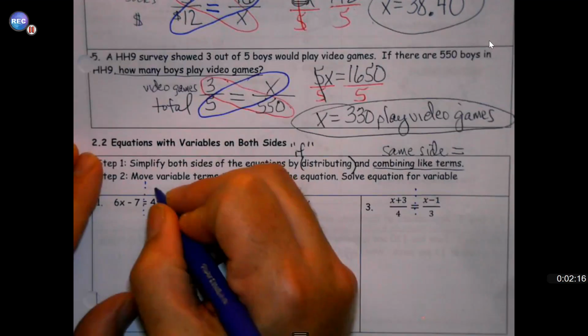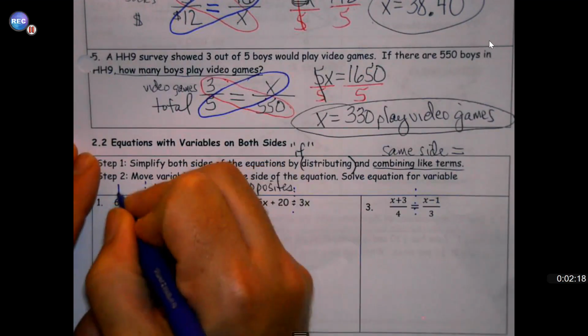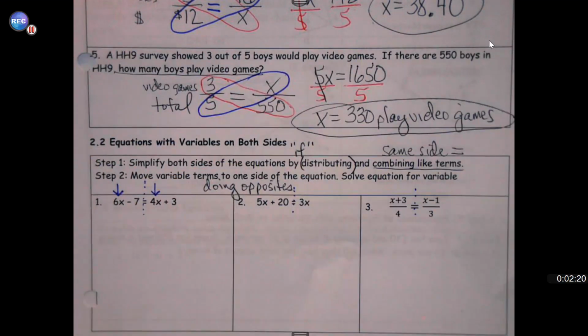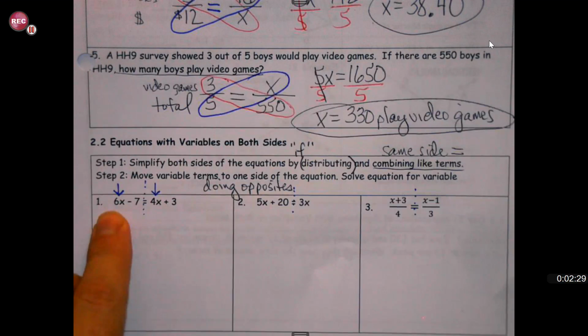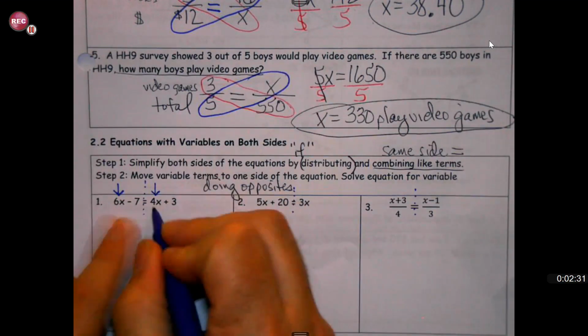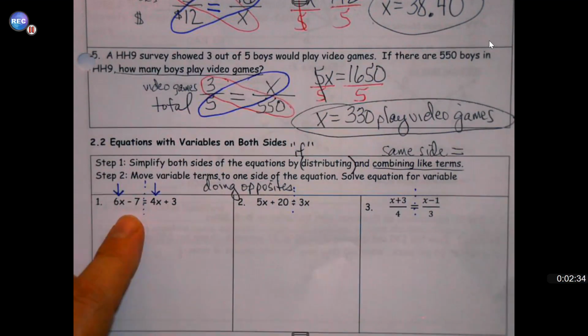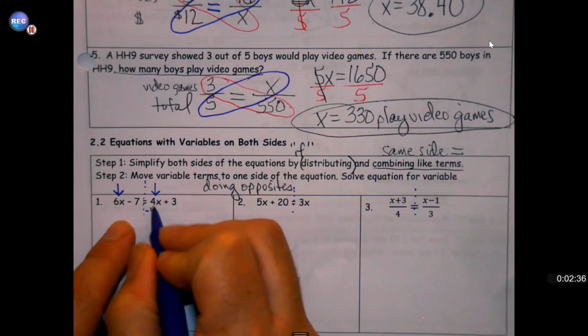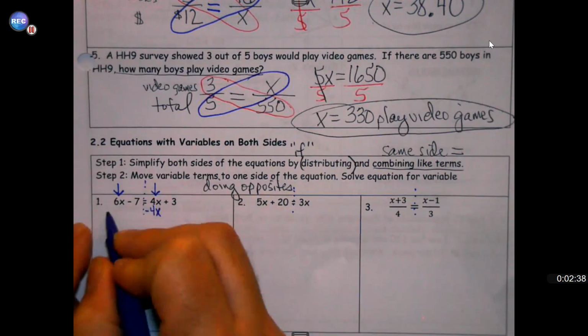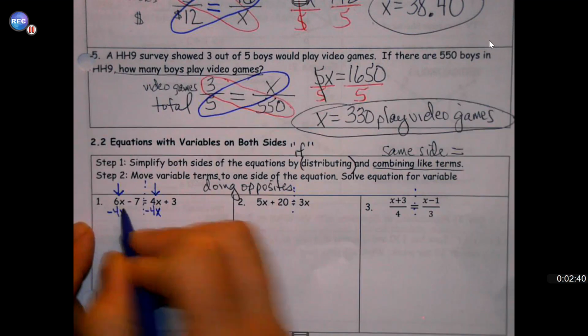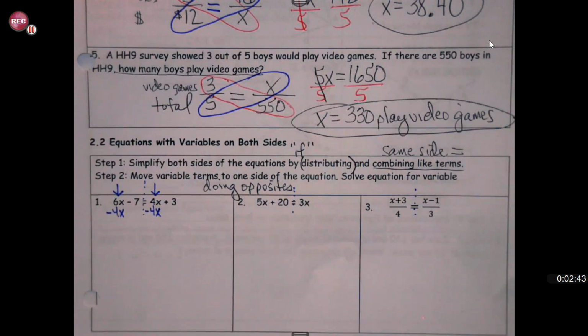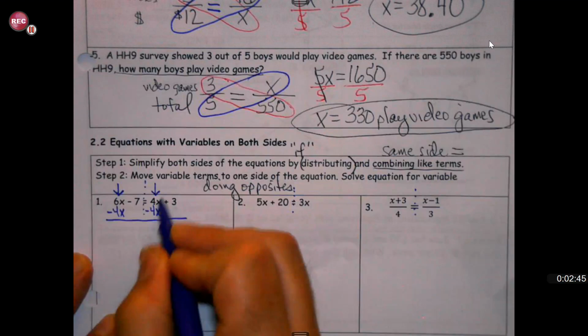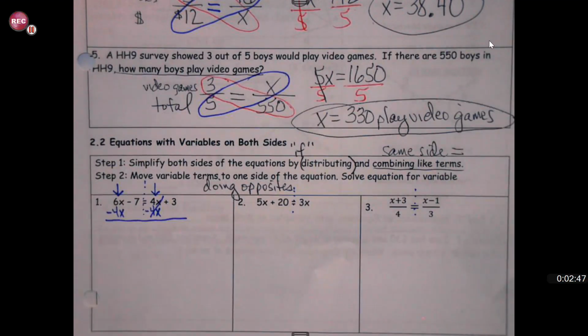So I notice here that I have x's on both sides. So what I like to do most of the time, which may be different from what you like, I like to get my x's over on the left. So I've got a positive 4x here. I'm going to do the opposite of that positive and do a negative or a minus 4x to get them out of there on one side.